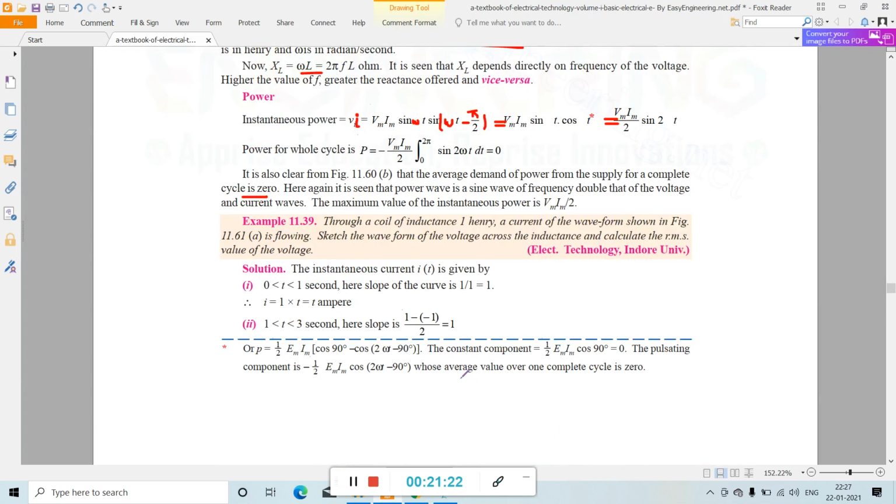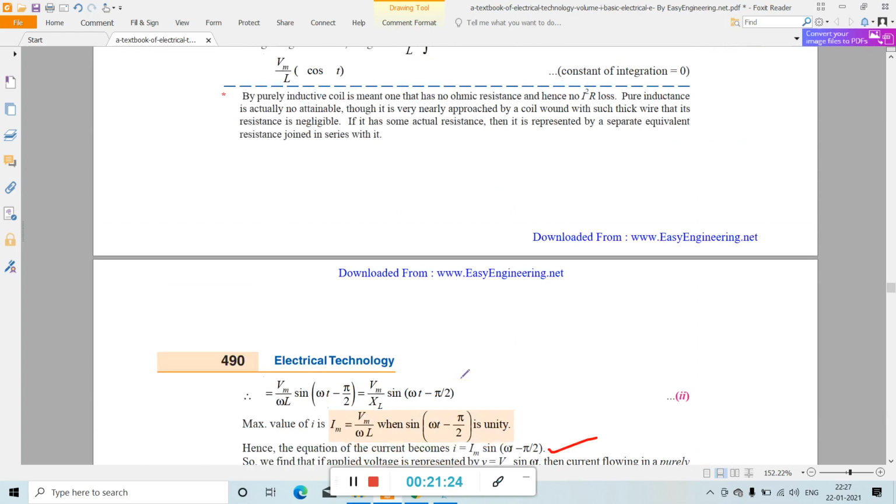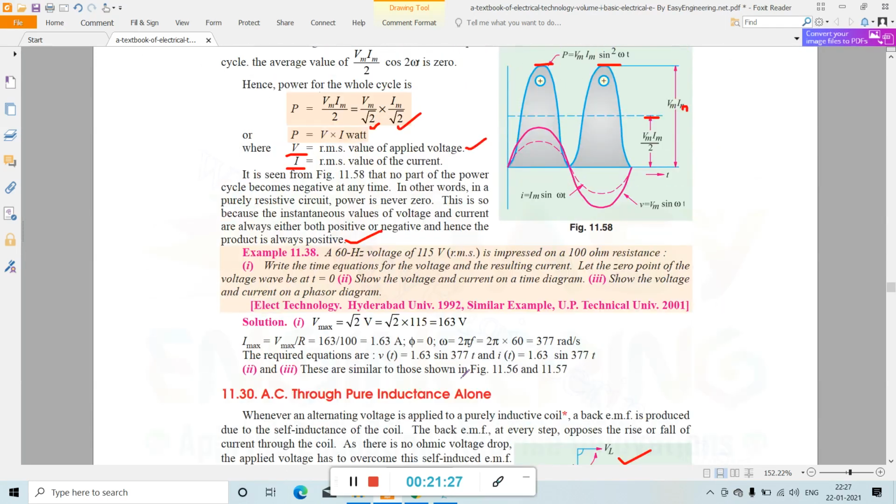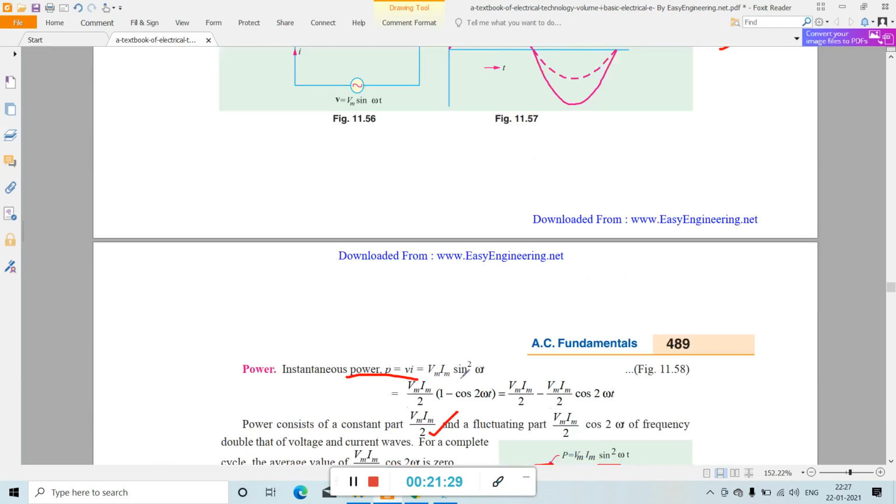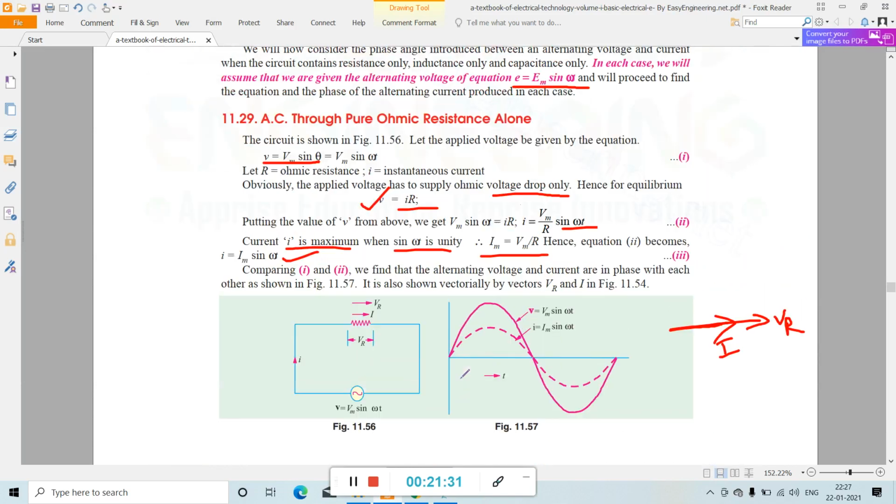and pure resistance. So this is all about all the details of theory. Just go through this video thoroughly, and in the next class we will discuss some numericals related to this part.